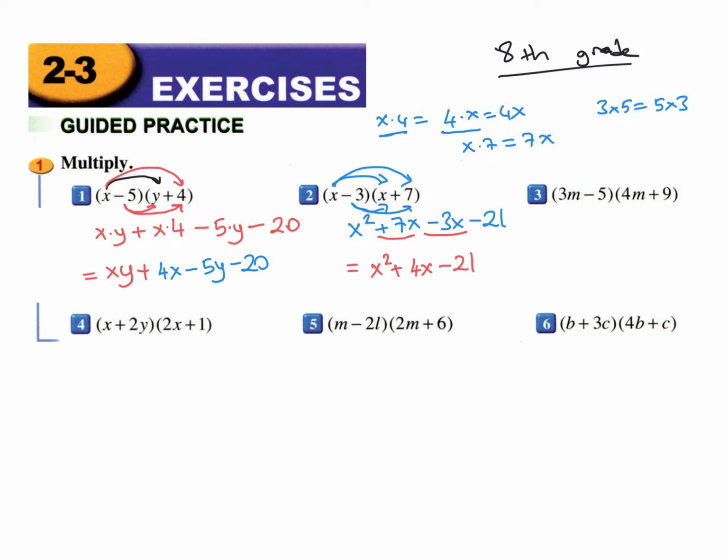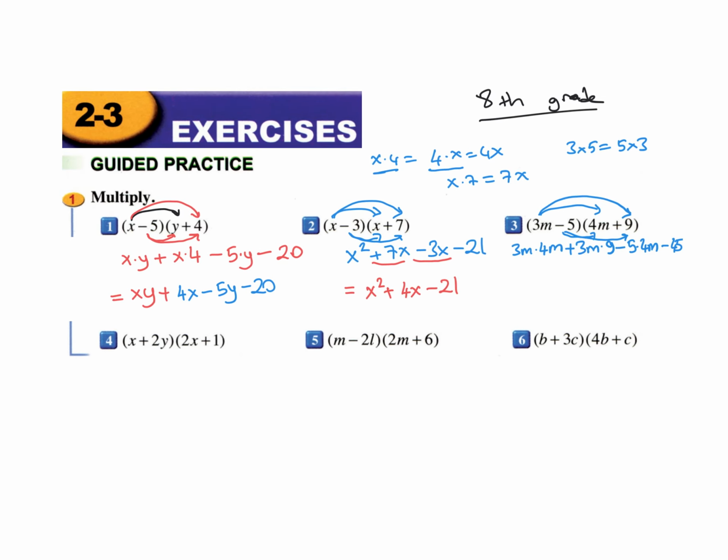Let's see that one, 3m times 4m, and 3m times plus 9. They are both positive, so the result becomes positive, 3m times 9. The next part, minus 5 times 4m, and the last part, minus 5 times plus 9, which is minus 45, as you see here.